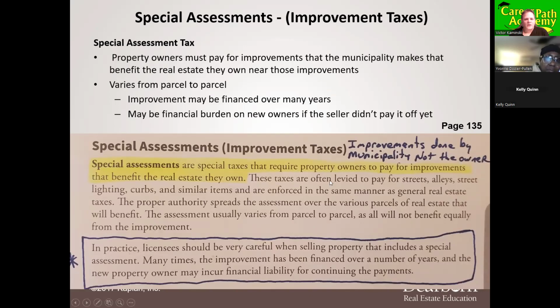Yeah. All right, so you guys got this highlighted and you wrote this note here, improvements done by the municipality, not the homeowner or not the owner? Need 2 more seconds. Sure, sure. Okay, I'm good. Thank you.